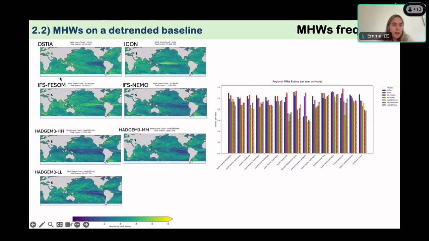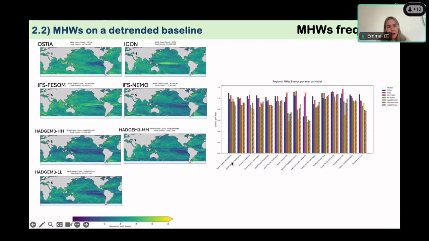So what stands out over here in the observations is in the Eastern Equatorial Pacific, we have very much lower number of events, so rarer. And this is very typical of this region due to ENSO. And this is not greatly represented by ICON and IFS FASM, whereas the other 4 models somewhat see this pattern of less events, but with not exactly, let's say, the same shape, so not exactly a perfect result.